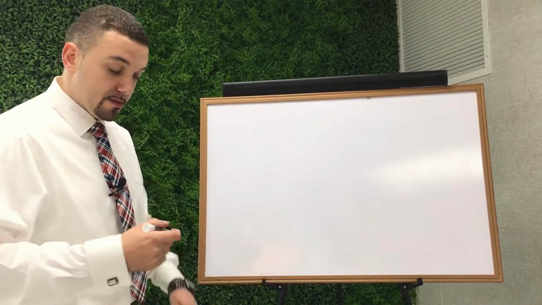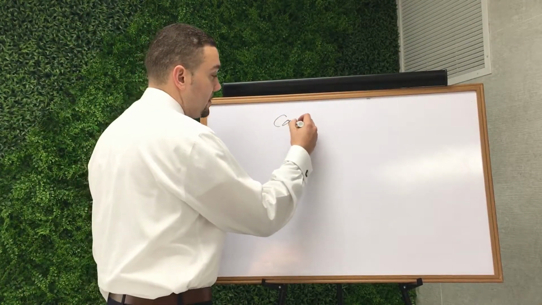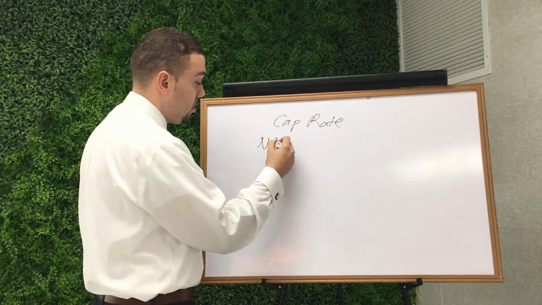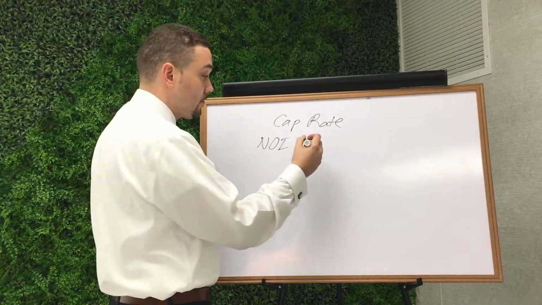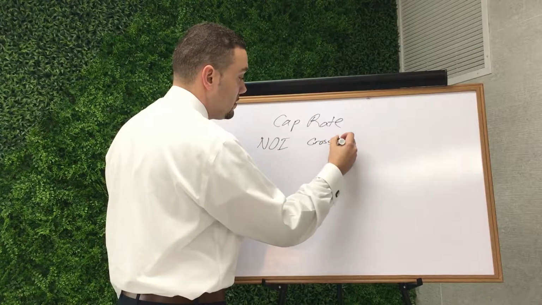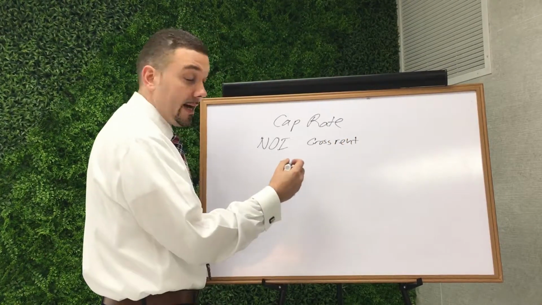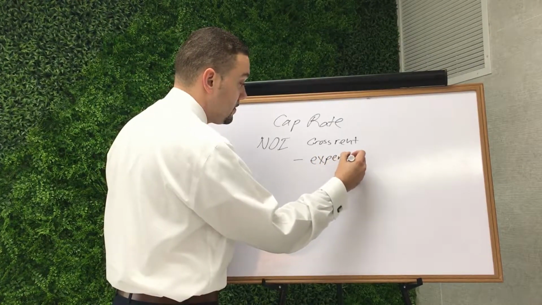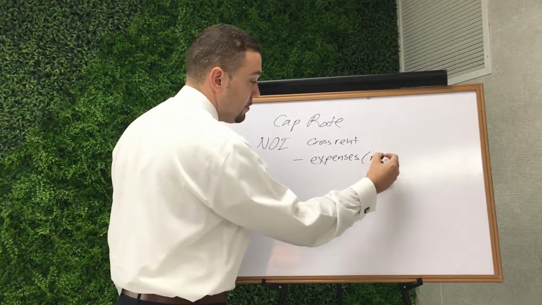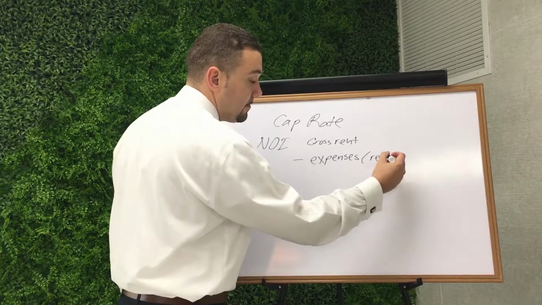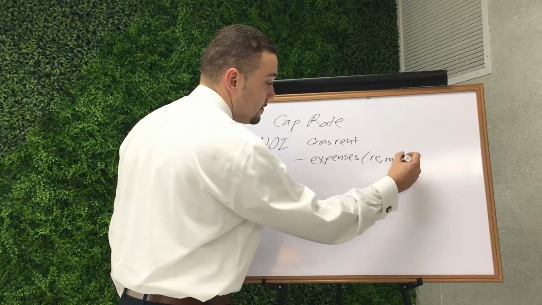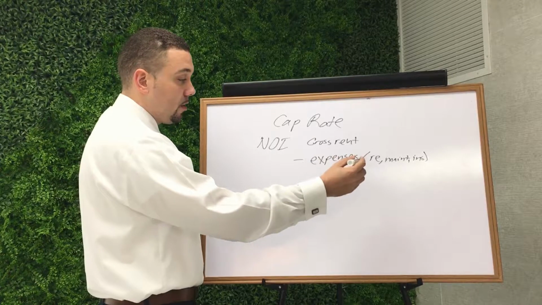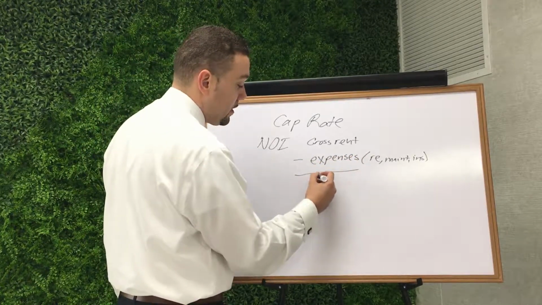So cap rate is pretty much a ratio, where you have your net operating income, NOI. That's pretty much all of your gross rent minus all of your expenses. So here you would have, for example, real estate taxes, maintenance, insurance, miscellaneous items, pretty much all of those expenses. That would be your net operating income.